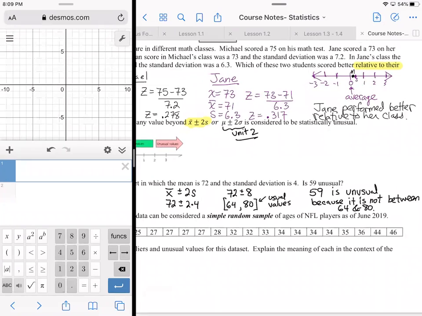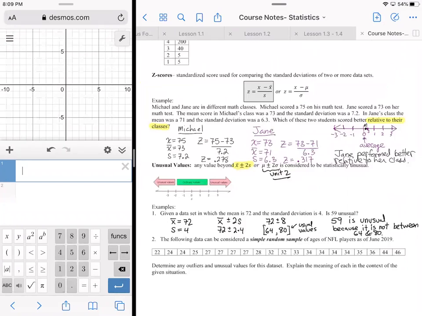Professor, are the notes also on your page? Yep. All right, thanks. No problem.